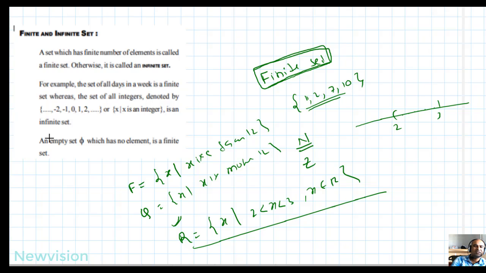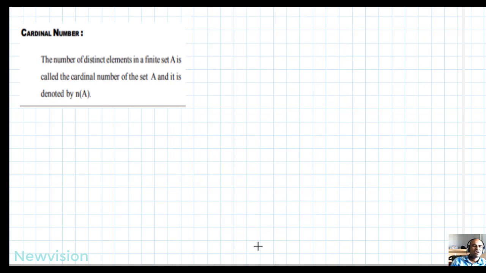Okay, important note is, the empty set is also treated as a finite set. That is important. Empty set is also treated as a finite set. So these are the types of sets. Finite and infinite sets completed. Next, cardinal number of a finite set.